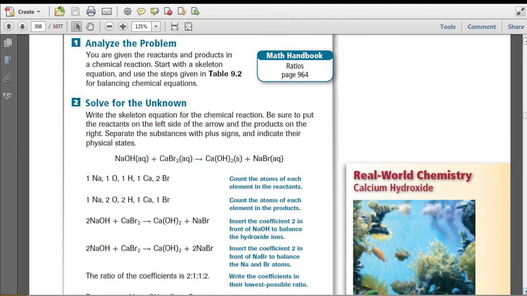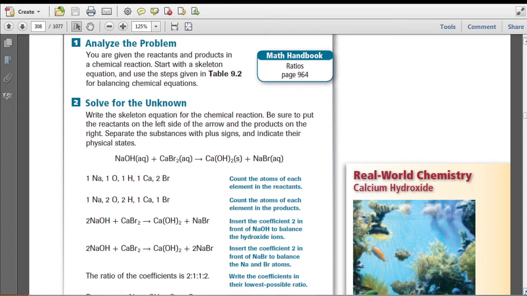Once you have your skeleton equation written out, right, NaOH, aqueous, plus CaBr2, aqueous, then you have your arrow creating calcium hydroxide, Ca(OH)2, in the solid form, and then NaBr in the aqueous form.